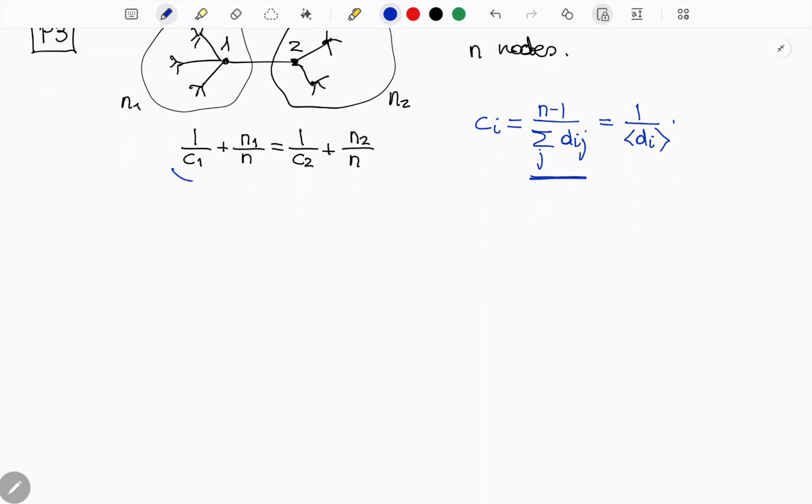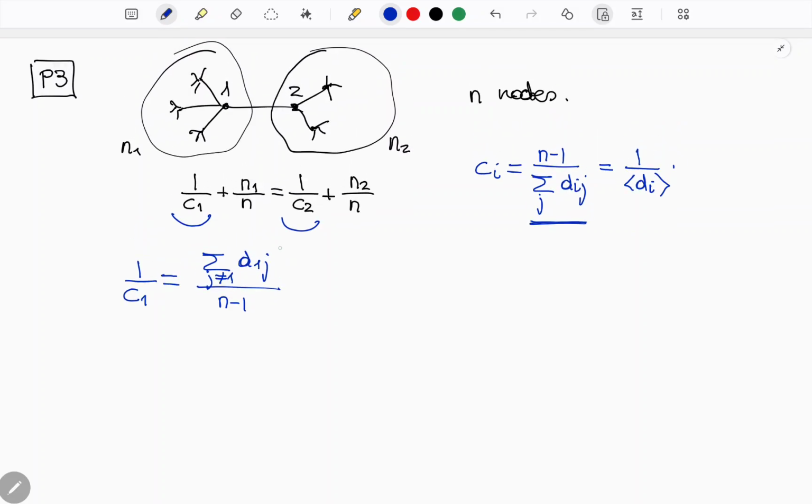In fact, since what I see is the inverse, I'm going to write 1 over C1 and then 1 over C2. So 1 over C1 is going to be the inverse of this expression. It's actually the average distance from node 1 to the rest of the nodes: the sum over all nodes j different from node 1 of d_1j, divided by n minus 1. So this is the expression.